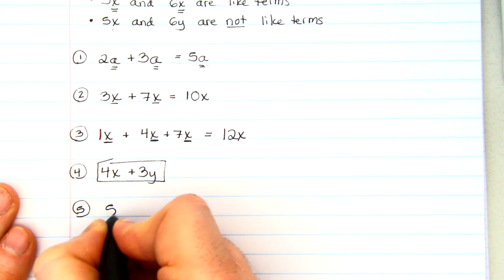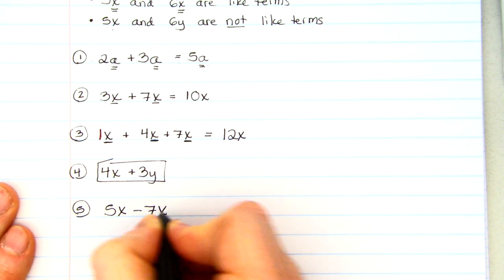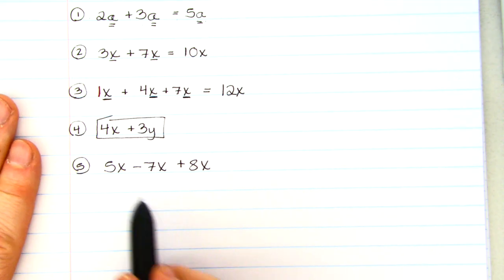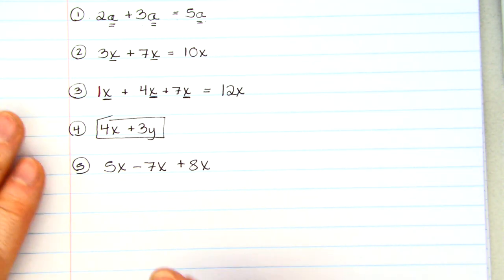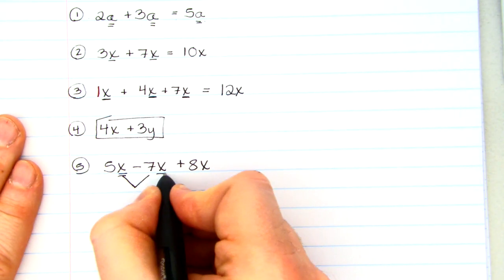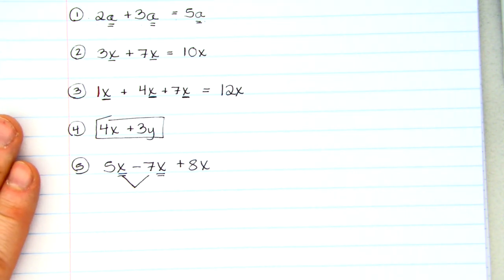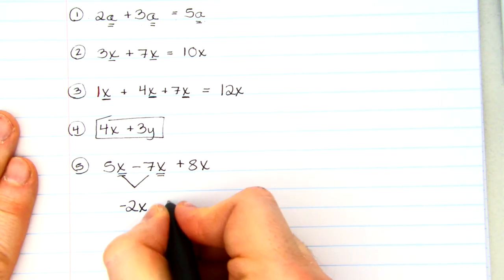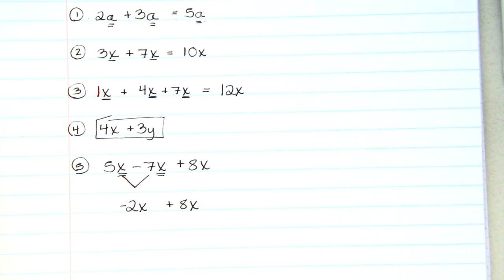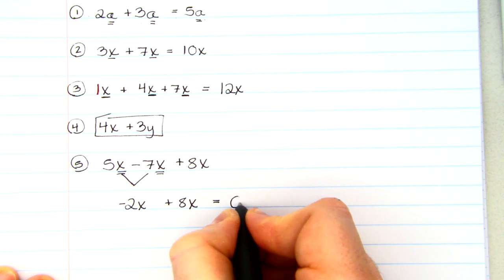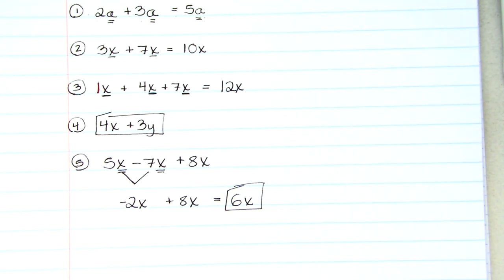Let's try something with some subtraction. 5x minus 7x plus 8x. We're going to do addition and subtraction in order from left to right. We're going to start by doing 5x minus 7x. Those are like terms. You've got 5 of those x's minus 7 of those x's. Doing the problem 5 minus 7, you get negative 2. So I'm going to get negative 2x over there. I still have my plus 8x at the end. Negative 2x plus 8x. Well, they're like terms. We can add those things together. Negative 2 plus 8 will give me positive 6. And I'm going to get 6x for my answer there.